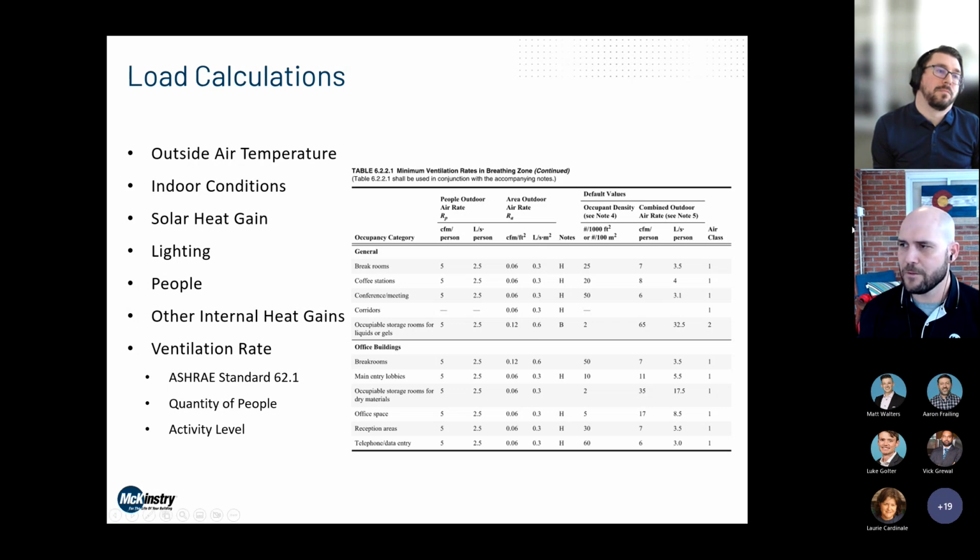So this is how you determine it. Take all these inputs: there's the area part, how big is the space, how many people, what's their activity level, and you come up with a total CFM, cubic feet per minute, of ventilation that needs to be provided for each room.